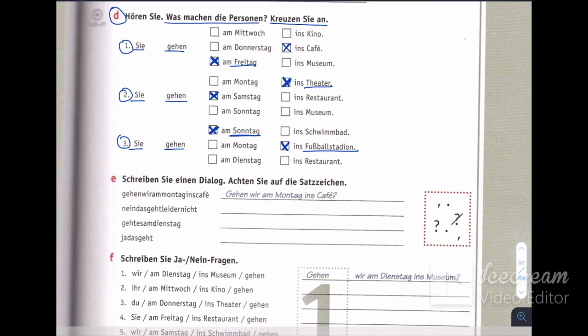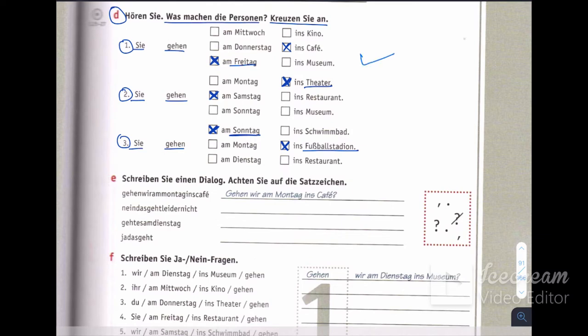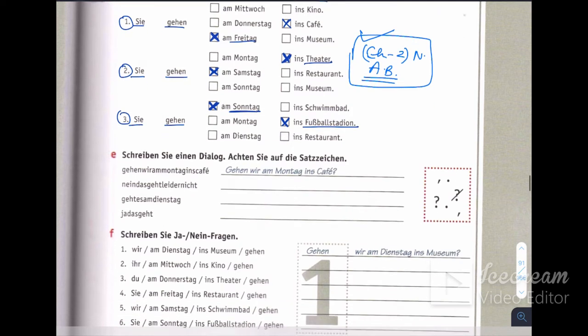Hello students, in our previous class we did till here, okay? Chapter 2 of Netzwerk, okay? And we did Arbeits, we are doing Arbeitsbuch right now, okay? Okay, let's continue.